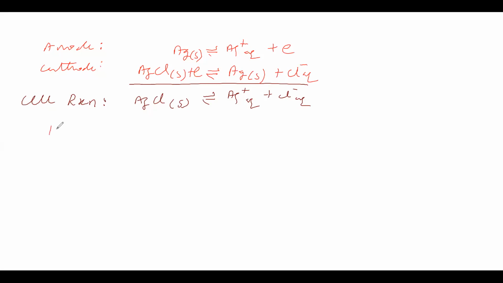equilibrium constant relation. E naught cell is equal to 0.059 by n log equilibrium constant, that is called KSP. Equilibrium constant is equal to concentration of Ag plus into concentration of Cl minus. Now we can say these two concentrations are equal. Therefore, we can write this as 0.059 by n log concentration of Ag plus squared. Why are these two concentrations equal? Because we are dissolving AgCl in water. Therefore, this concentration and this concentration will be equal, so that we have written.